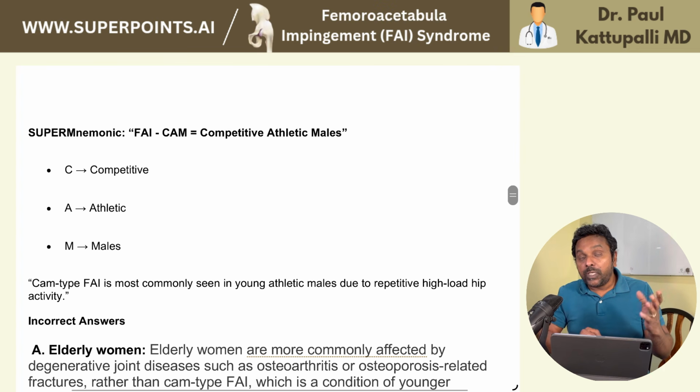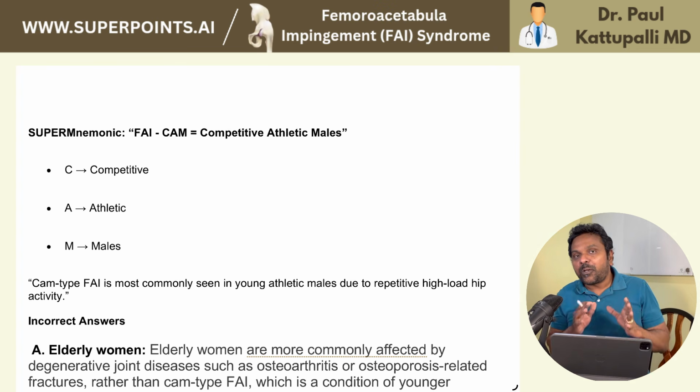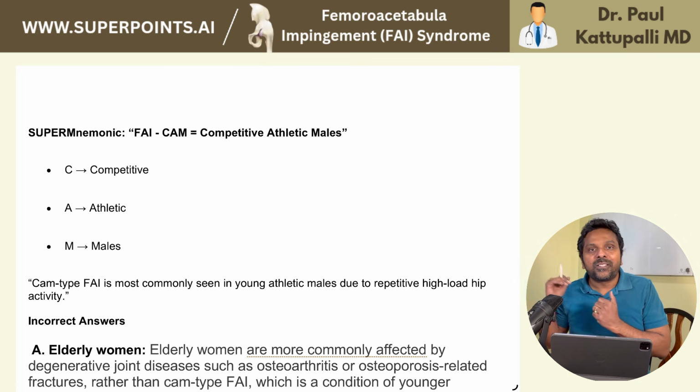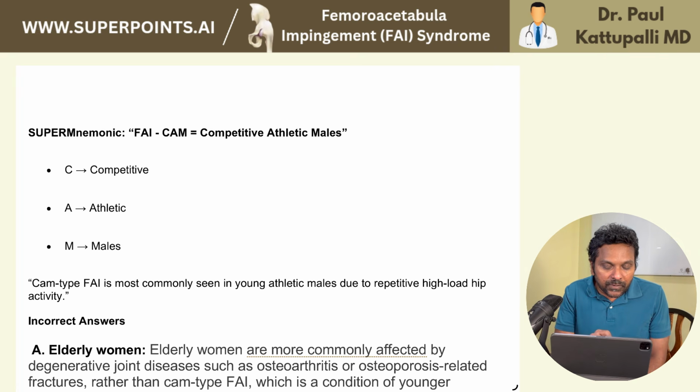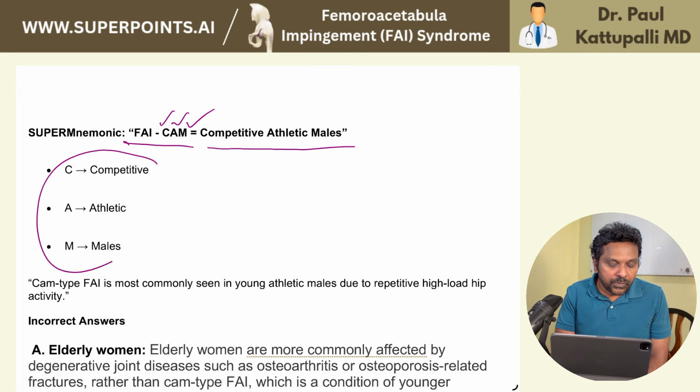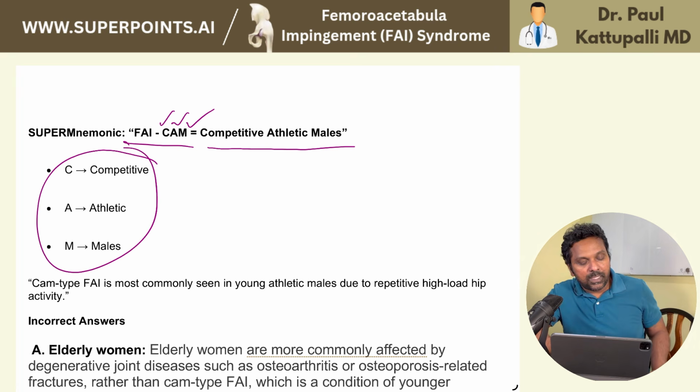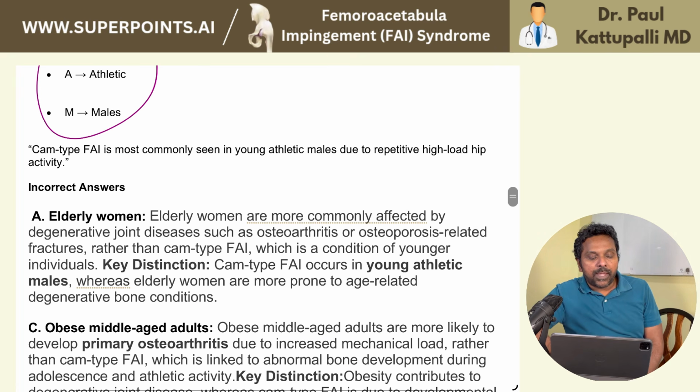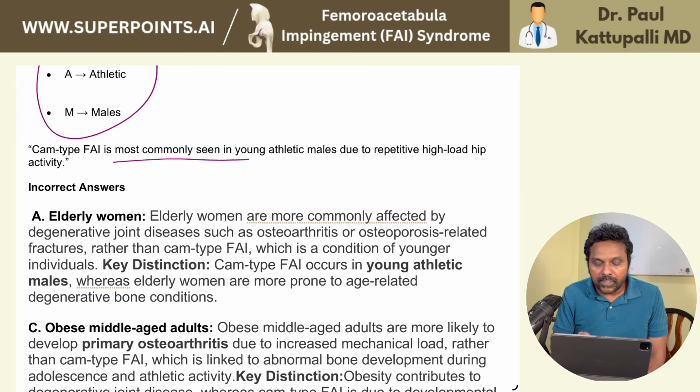So, when you see young people, it is important to recognize this because if you do not treat it, they are going into early osteoarthritis. So, how do you remember this? This is the one I use: FAI CAM, competitive athletic males. All right, FAI CAM, competitive athletic males. You can use this mnemonic to remember that it happens in athletic males. CAM type FAI is most commonly seen in young athletic males due to repetitive high load hip activity.